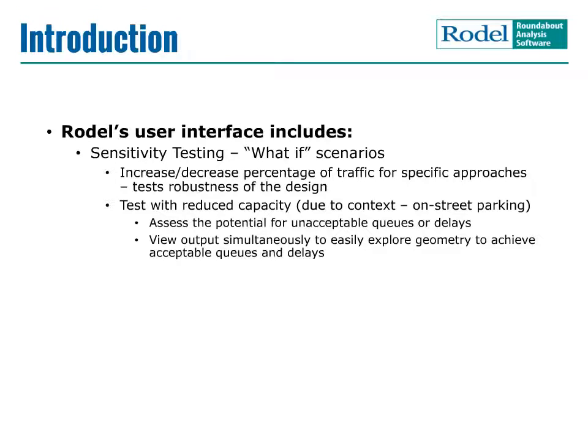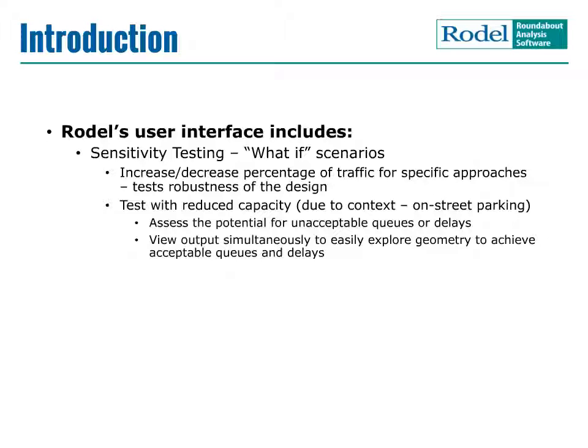The interface includes easy sensitivity testing to do what-if scenarios. You can increase or decrease your percentage of traffic for specific approaches, to allow for testing of the robustness of a design. You can test with reduced capacity, perhaps due to contextual issues like on-street parking near the roundabout or other environmental constraints. This can allow you to assess the potential for unacceptable queues or delays on specific legs, allow you to then evaluate and adjust geometry to bring those to acceptable levels.